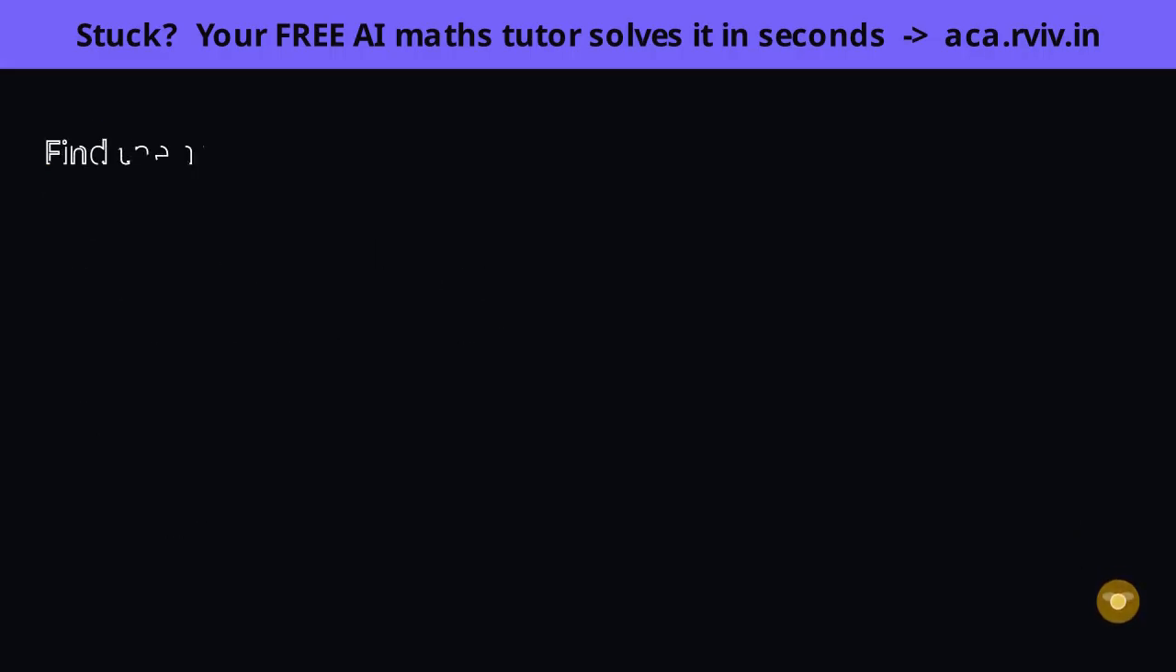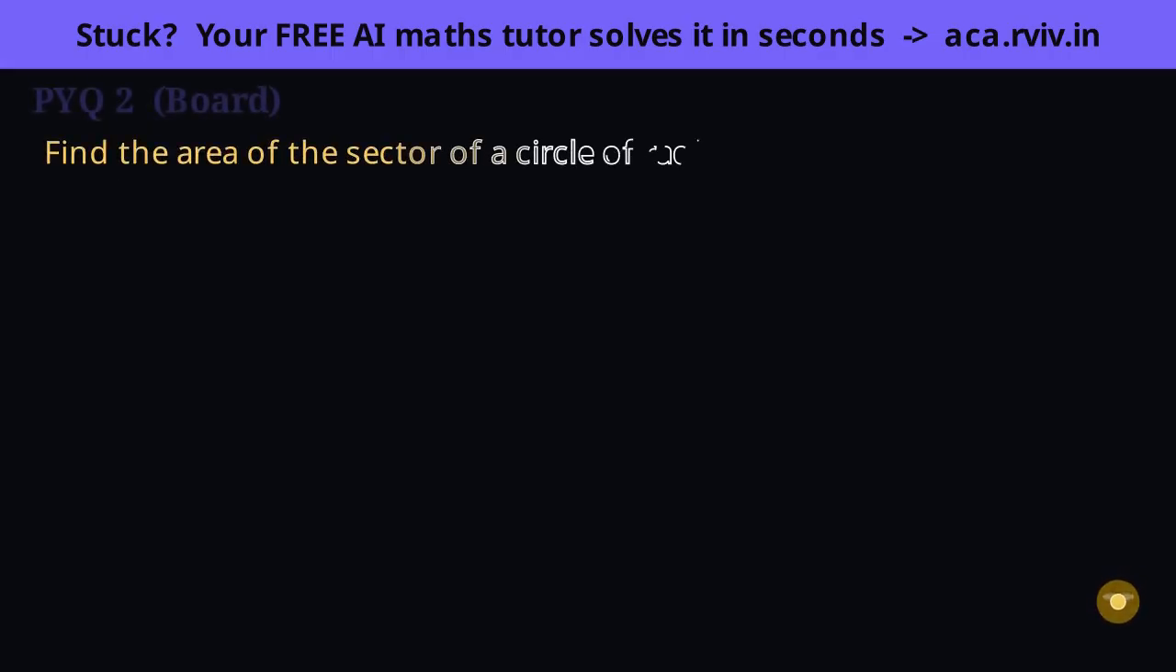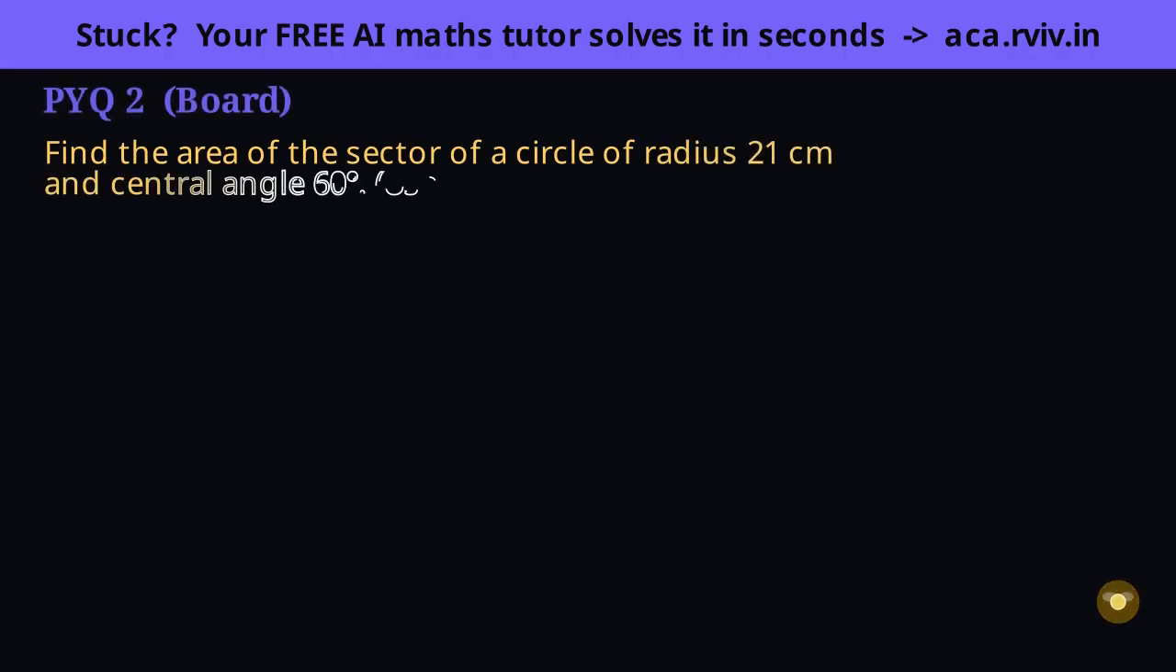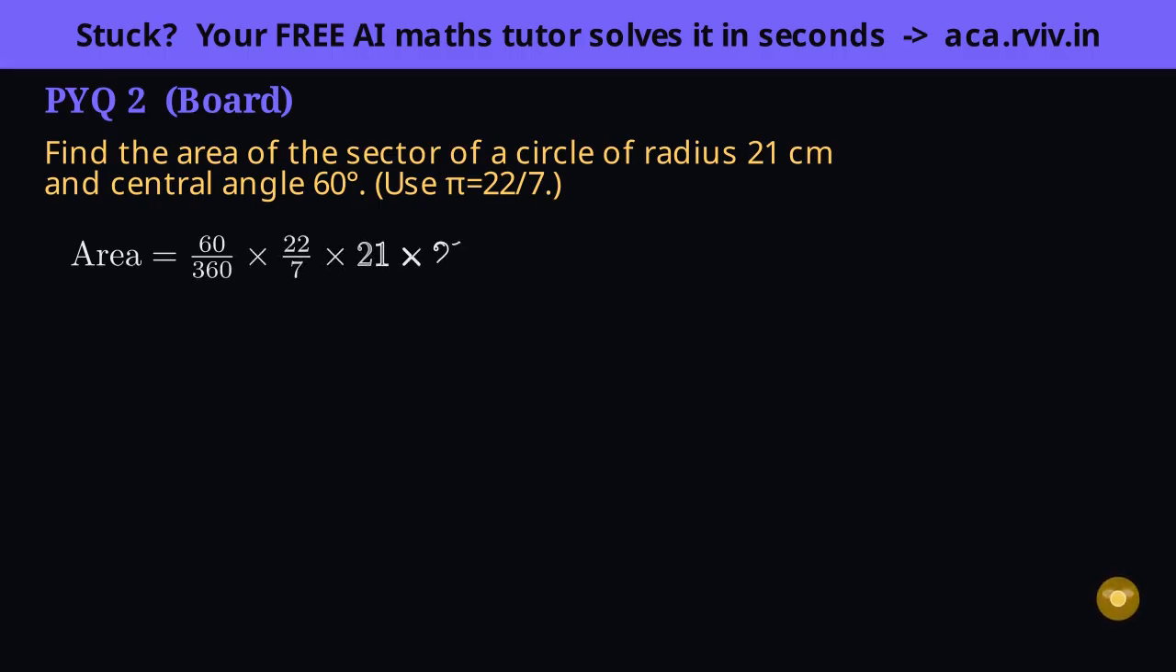The gentlest kind of board question, just a sector, plugging straight into the formula. The examiner has chosen numbers that cancel beautifully, so watch for it. No subparts, no code, just the sector area formula, angle fraction times pi r squared, with radius 21 and angle 60. Because 21 is a multiple of 7, 22 over 7 is the smart pi to pick.